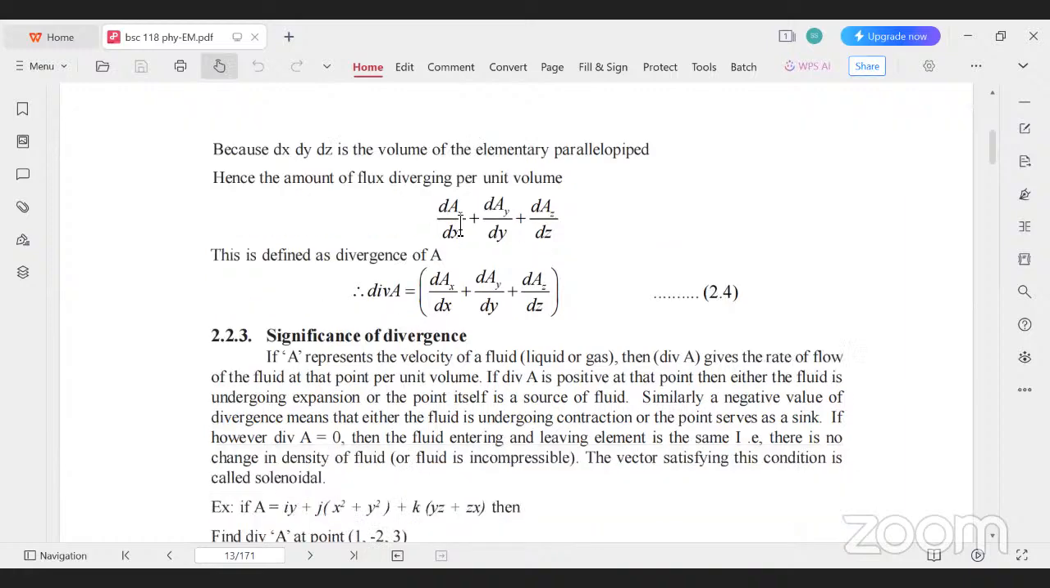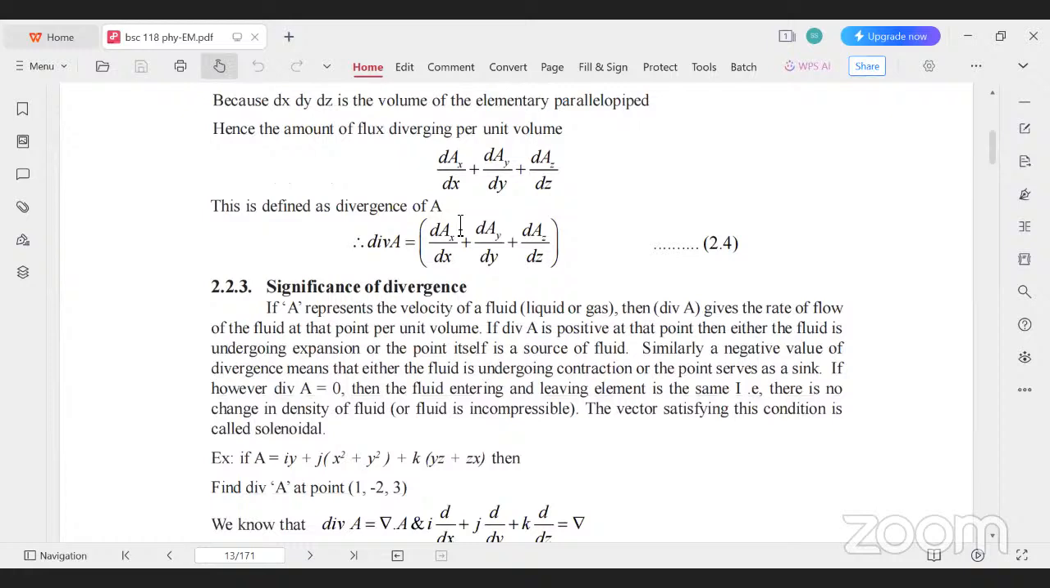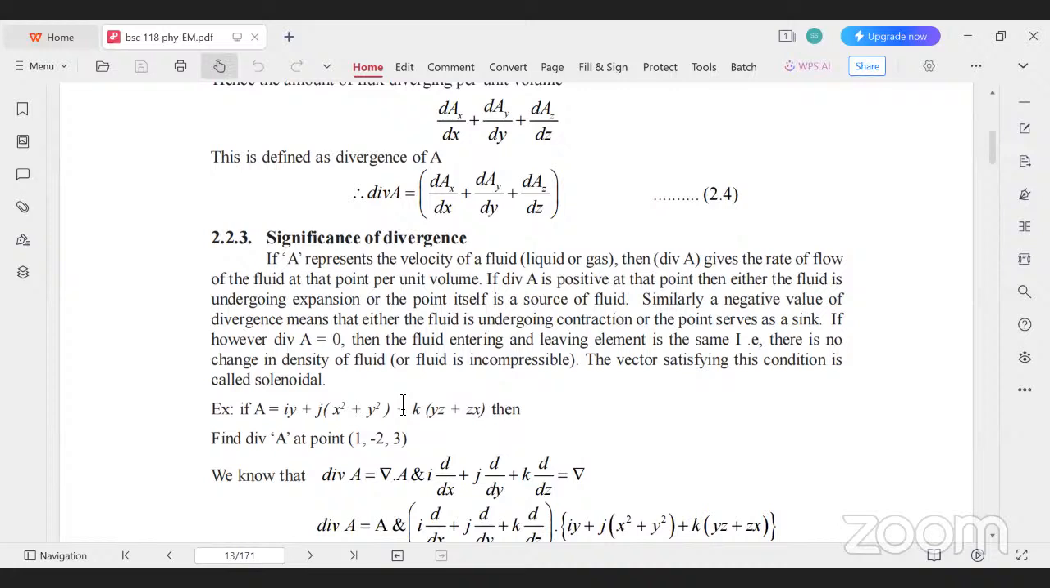Okay. Next is the significance of divergence. If A represents the velocity of a fluid, that is a liquid or a gas, then divergence of A gives the rate of flow of the fluid at that point per unit volume. If divergence of A is positive at that point, then either the fluid is undergoing expansion or the point itself is a source of the fluid. Similarly, a negative value of the divergence means that either the fluid is undergoing contraction or the point serves as a sink.